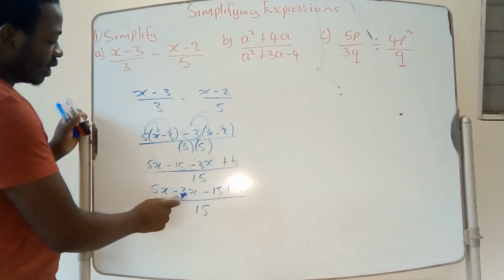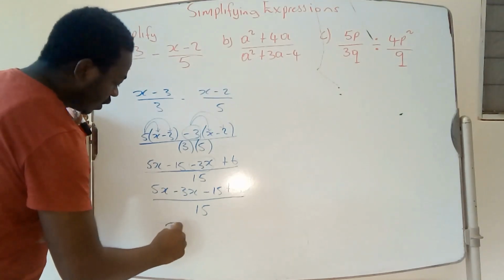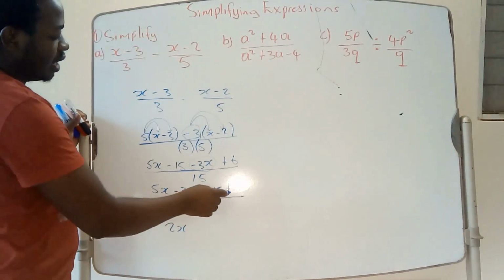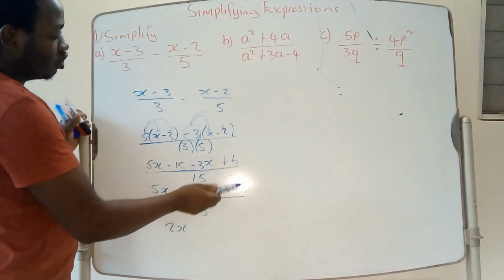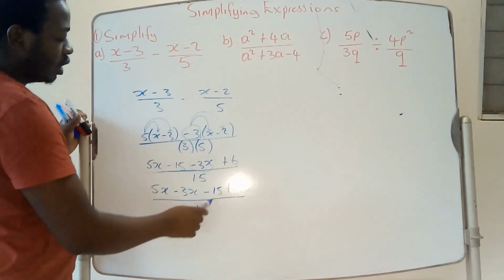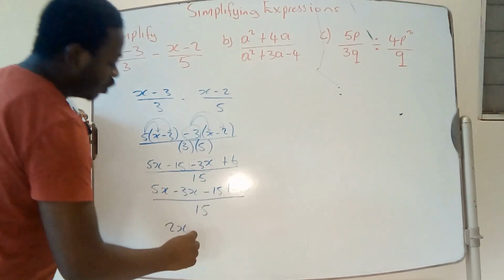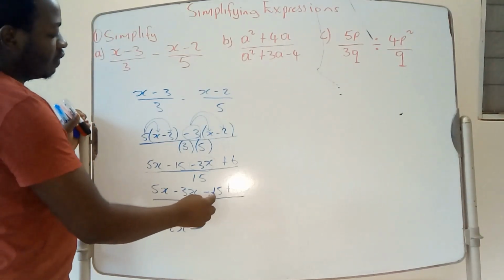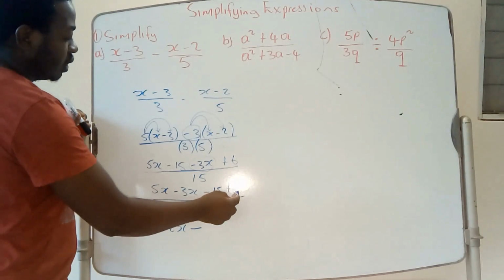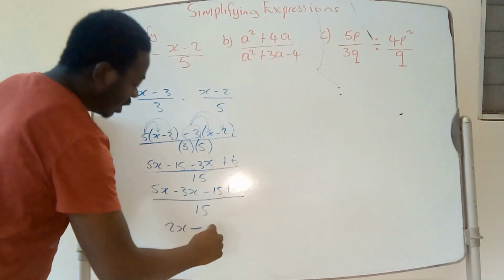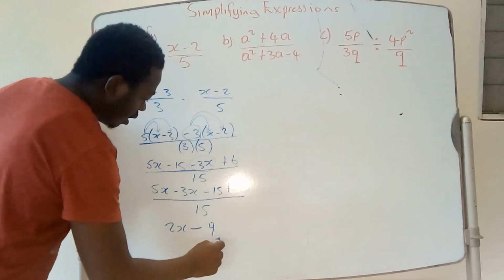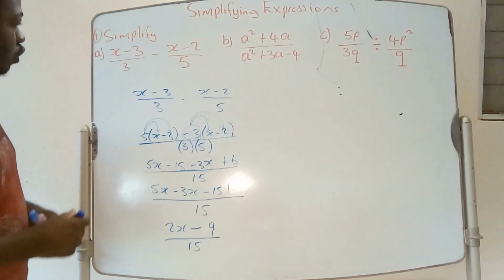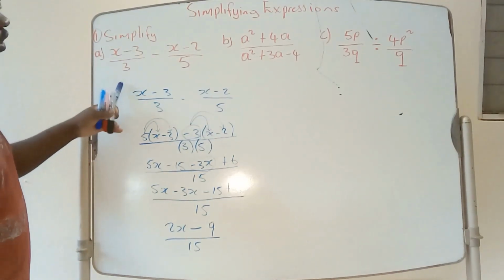5x minus 3x, that leaves me with 2x. When you have a negative and a positive, you are going to subtract and keep the sign of the larger number. The larger number here is 15, so we know that the sign here is going to be minus. Right? So negative 15 plus 6 is going to give us minus 9. All over 15. And that's how you simplify a function that looks like this.